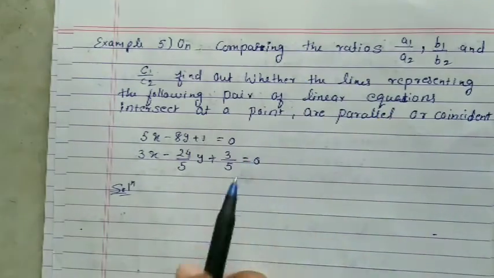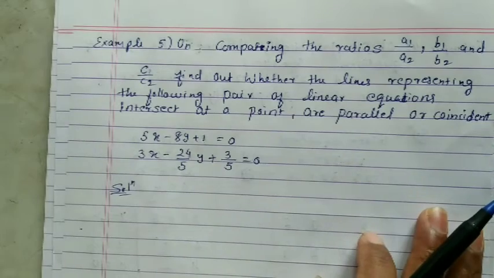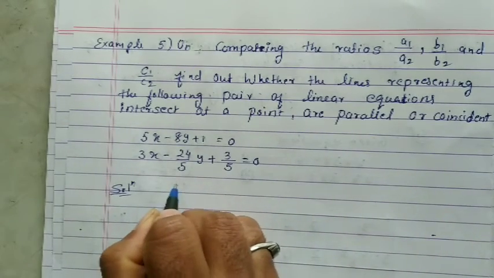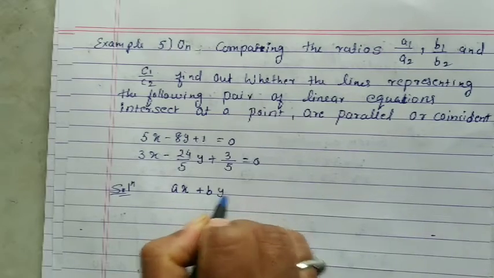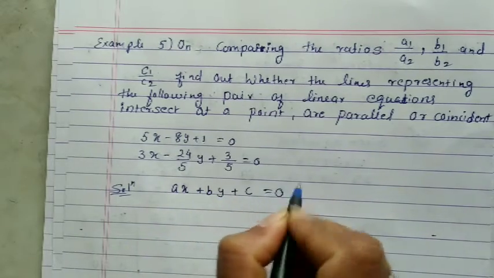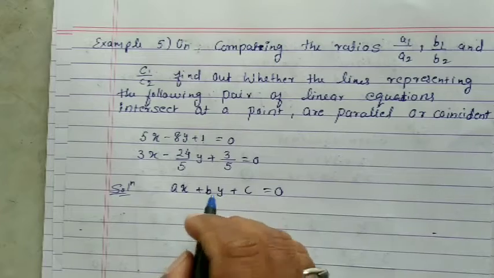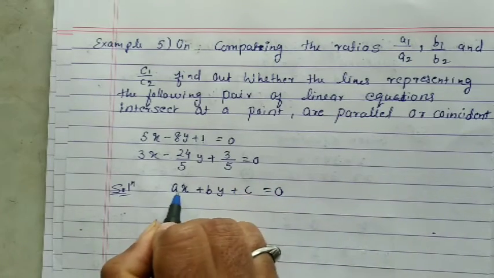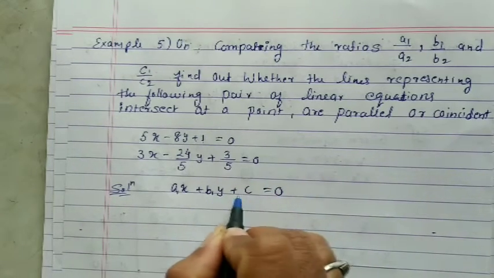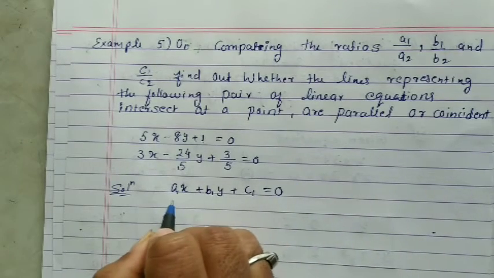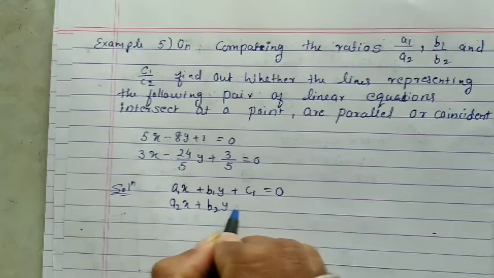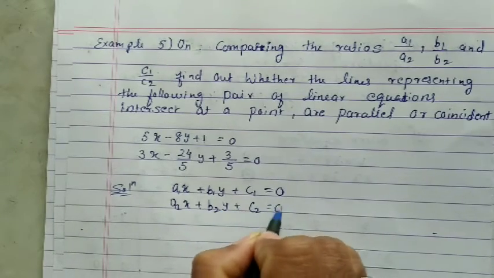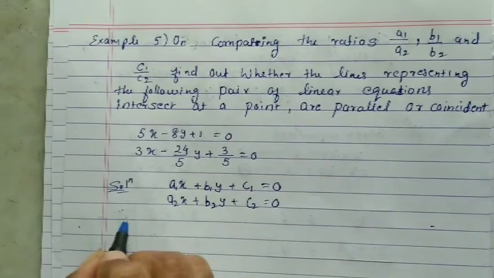We know any linear equation is in the form of what? That is ax plus by plus c is equal to 0. This is the standard format, but when we take two equations, we put them with suffixes: a1x plus b1y plus c1 is equal to 0, a2x plus b2y plus c2 is equal to 0. Now we have the equations here.